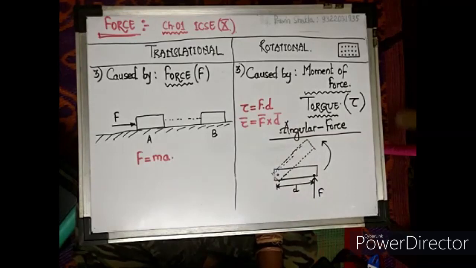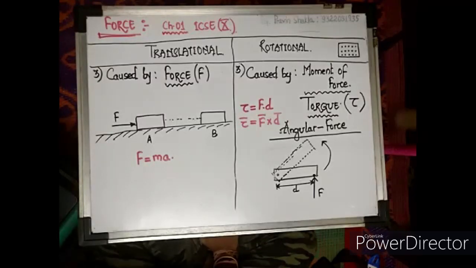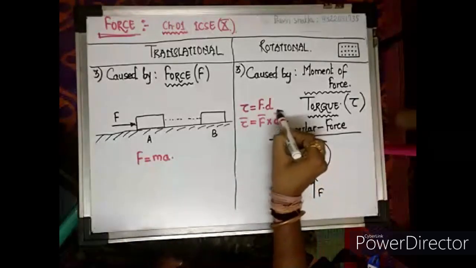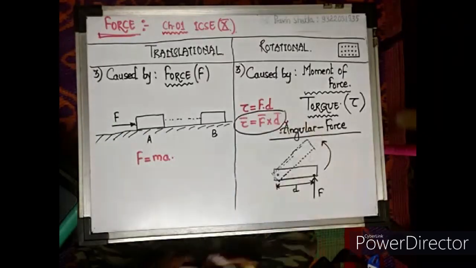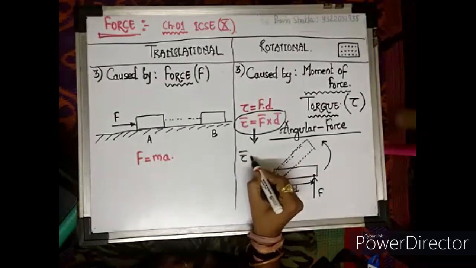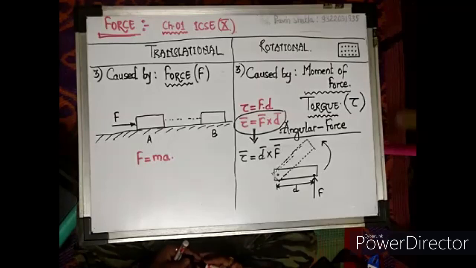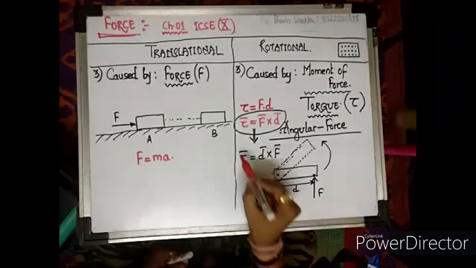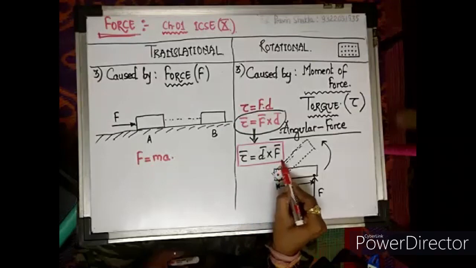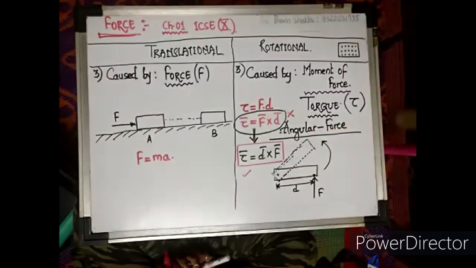Yes or no? Right hand thumb rule. Yes, no? So we don't know that. Okay. So actually this formula, I just tell you this much, you just remember, this formula becomes the wrong formula because of direction. The actual formula is tau bar is equal to D bar cross F bar. You just remember this formula, it is very important. This is the correct formula and the other is the wrong formula. The reason is clear, because of the direction.